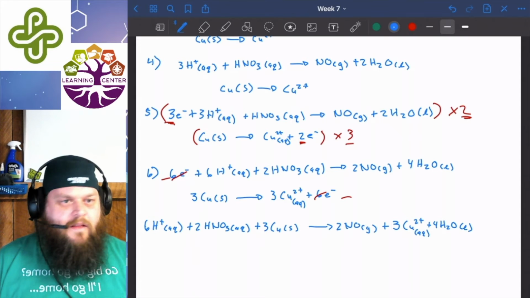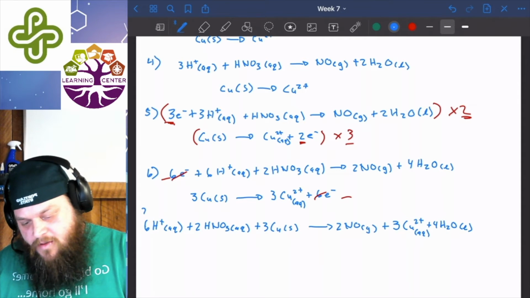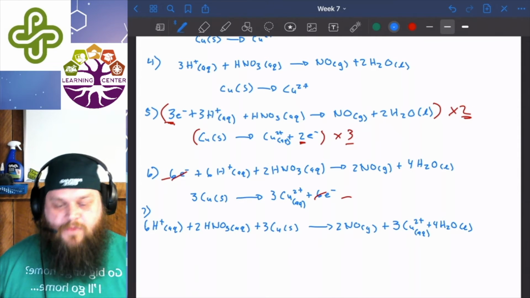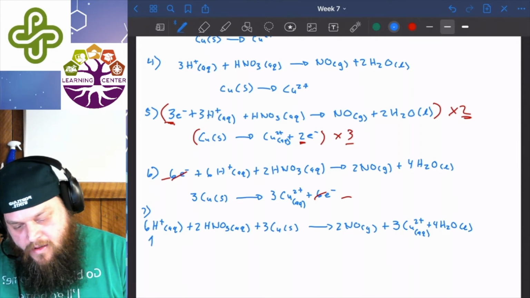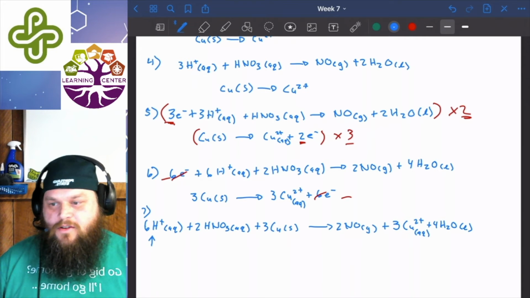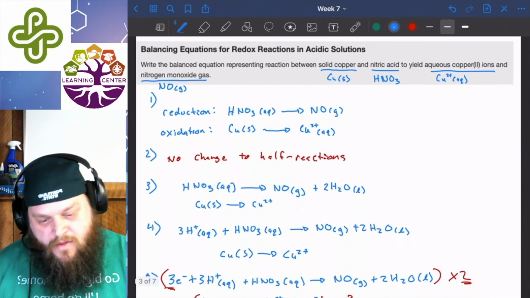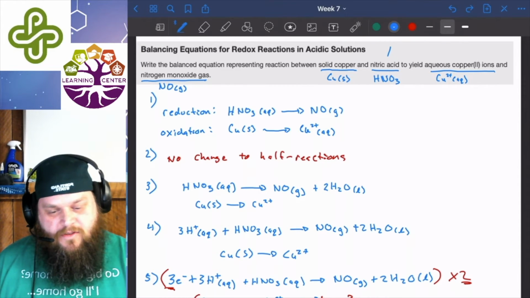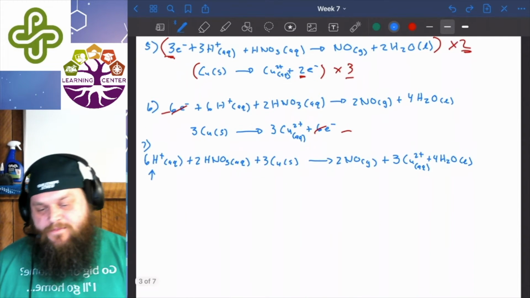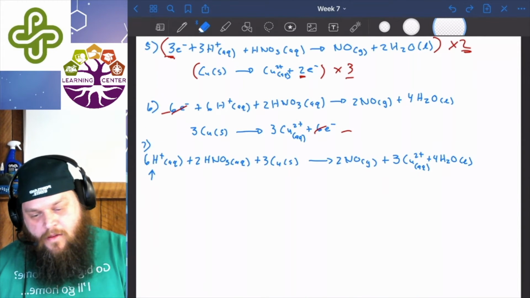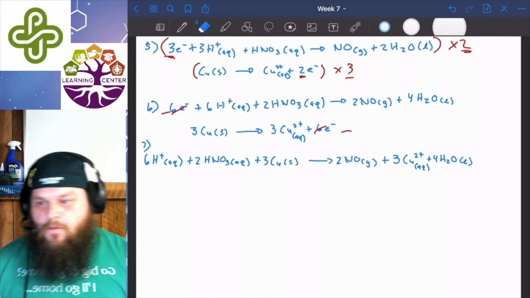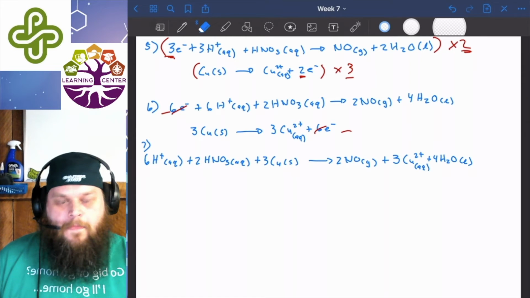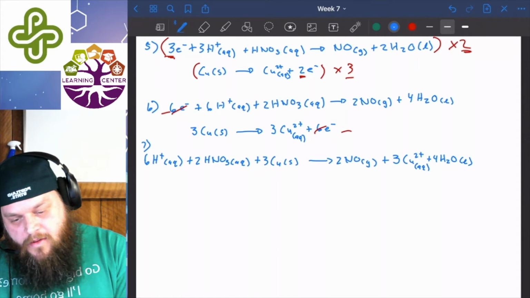And the last step is to check, this is step 7: does this happen in a basic solution? And if it does, we need to balance the H+ with the OH-. In this case, we're adding nitric acid to it, so it's going to be more of an acidic solution. So we don't need to do that last step. And this ends up being our final reaction for it all. I'll put a big box around it.